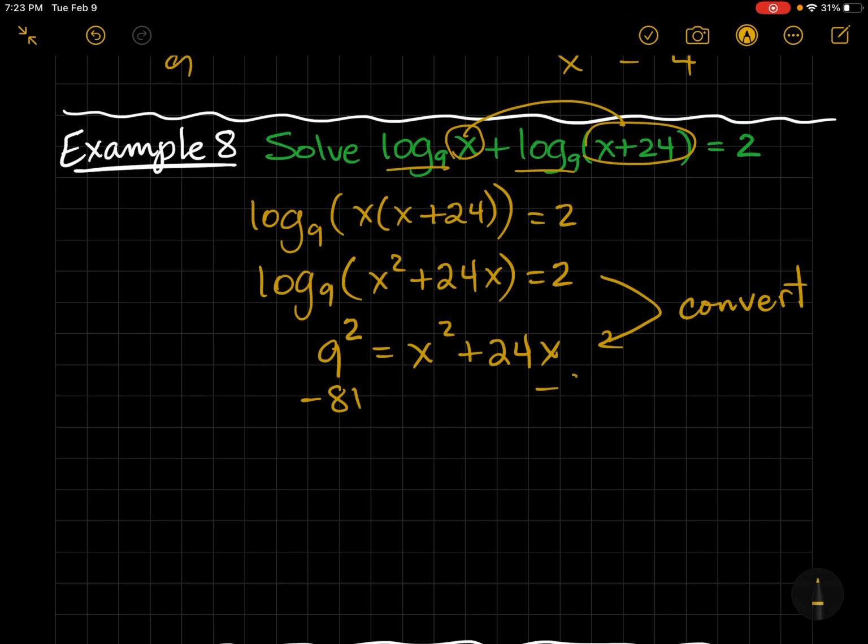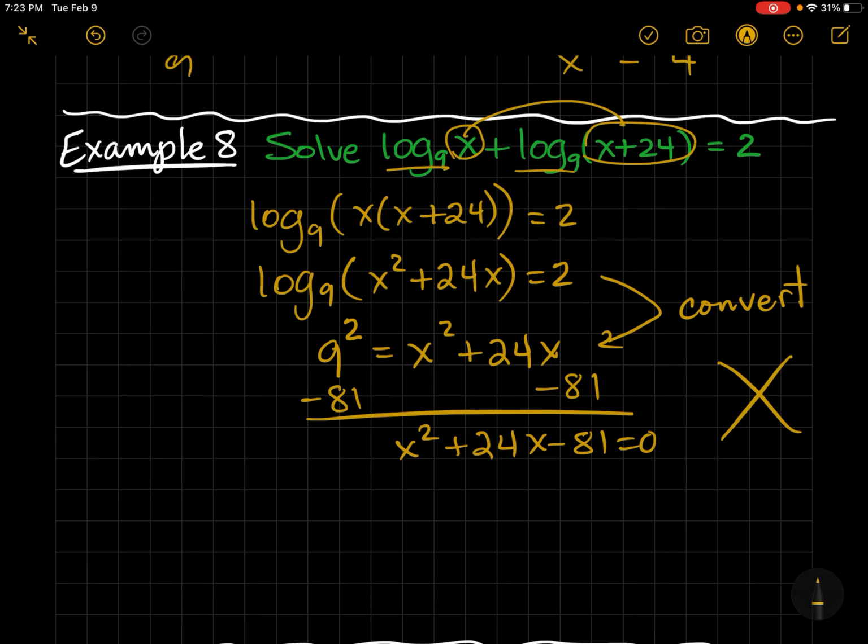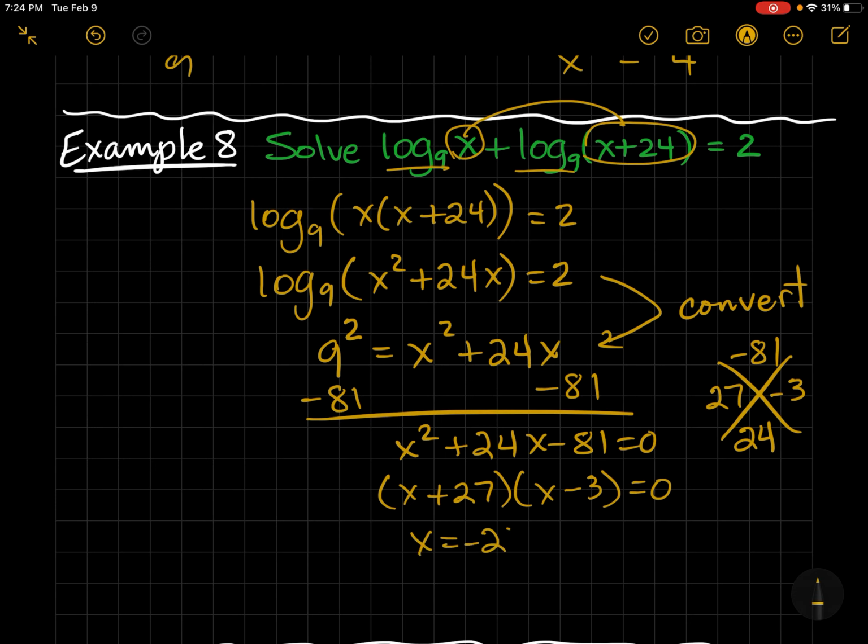Alrighty, so I'm going to subtract 81 from both sides. And now I have a quadratic. So I should be able to use a diamond. What is that? 27 times 3, negative on the 3. So I'm looking at x plus 27, x minus 3, x equals negative 27, x equals 3.